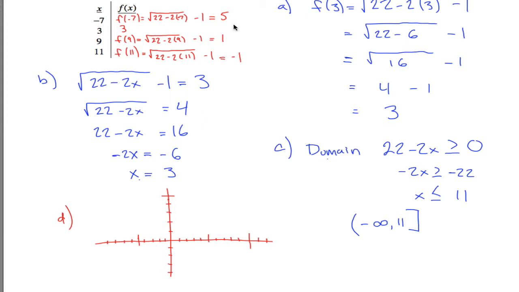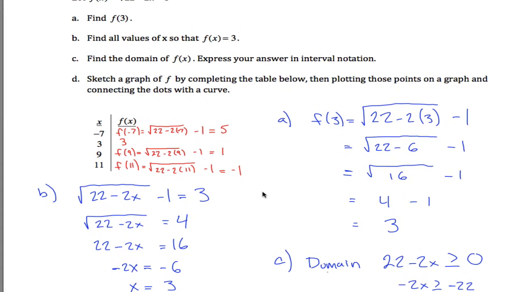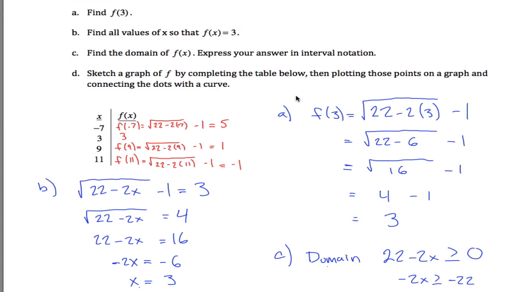When x is negative 7, y is 5. Here's negative 7, here's 5. When x is 3, y is 3: 1, 2, 3, 1, 2, 3. When x is 9, y is 1. Here's 9, here's 1. And when x is 11, y is negative 1, so I'm right in here. So these are all my points. What did I say to do? Sketch a graph of f by completing the table, done. Plotting those points, done. And connecting the dots with the curve.